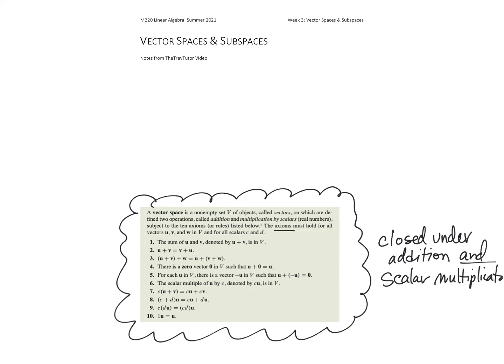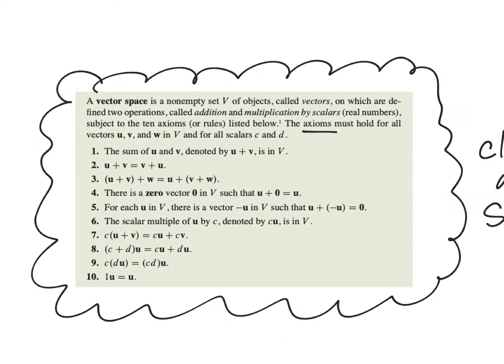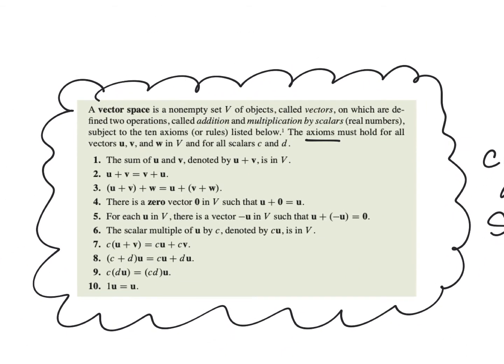Now you'll notice that a lot of these axioms look a lot like the properties that we already have for vectors, which means that a lot of the things we've already been talking about are already subspaces. So we'll keep coming back to these 10 axioms and talking about them.